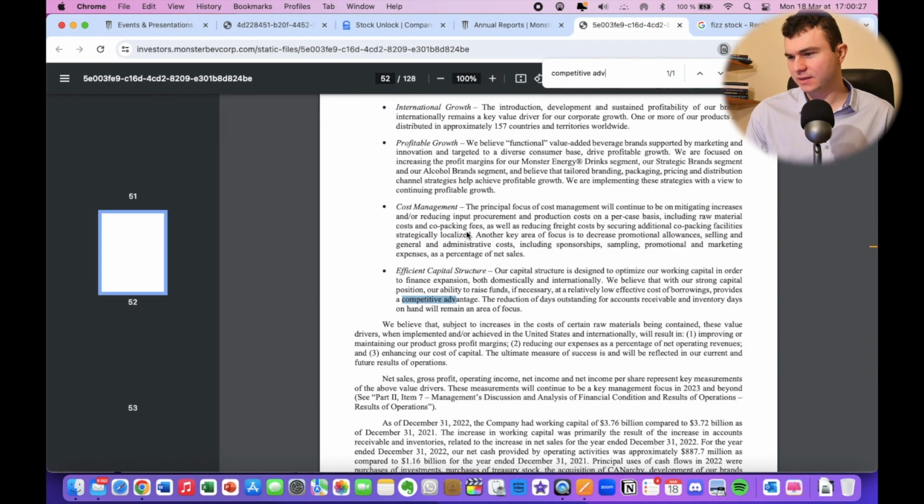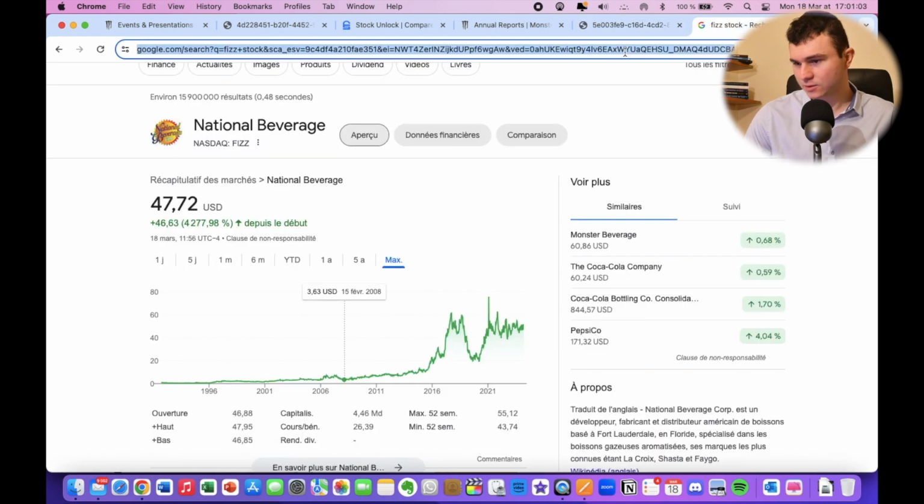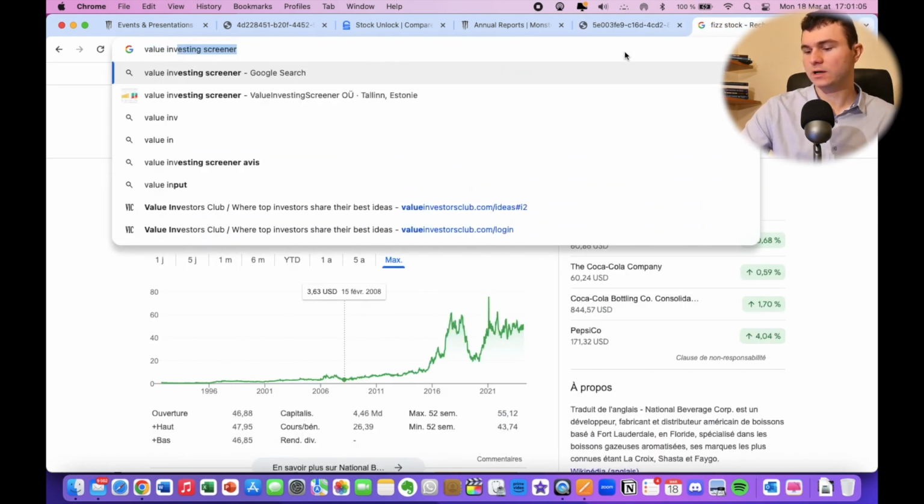And we've seen in the annual report, I don't know where, but in this annual report, Monster Beverage said that what can differentiate them from competition is the pricing, packaging, something like this. And I believe in the beverage industry that the key to competitive advantages, the key to the moat, is this. Okay, pricing, packaging, development of new products, flavors, promotional and marketing strategies. Okay, very well. Let's go right now to Value Investors Club.